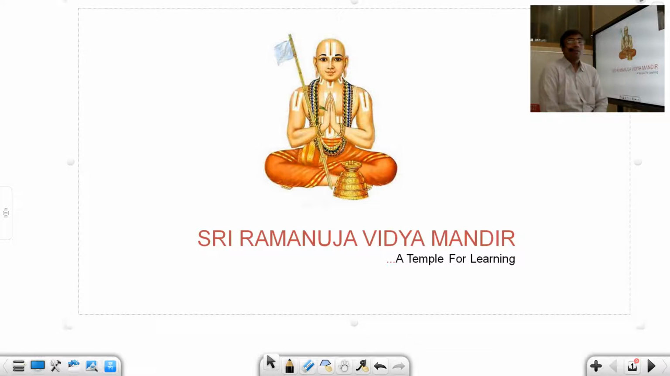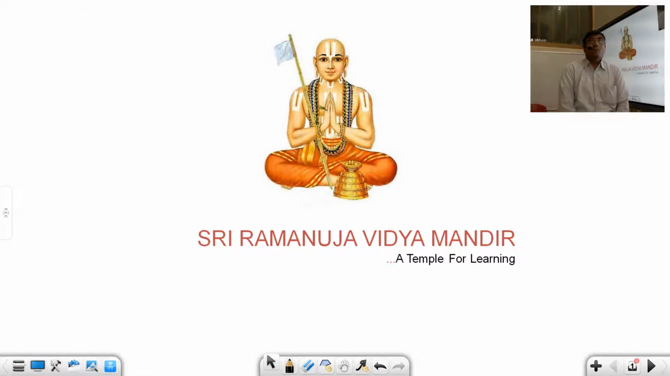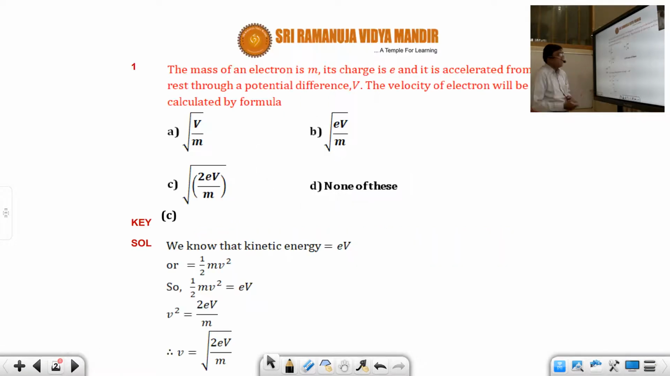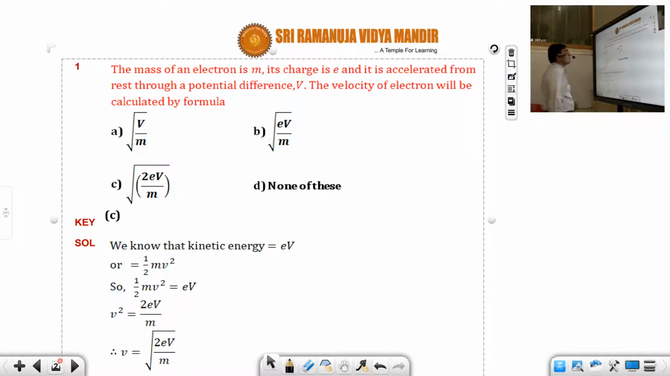Very good morning, students. We have completed atomic structure to a great extent. So today we'll be solving some objective questions, something like a JEE and NEET booster. We solve purely objective questions today, and I'll be dedicating this session to solving a number of objective questions. Let's have a look at the first question.